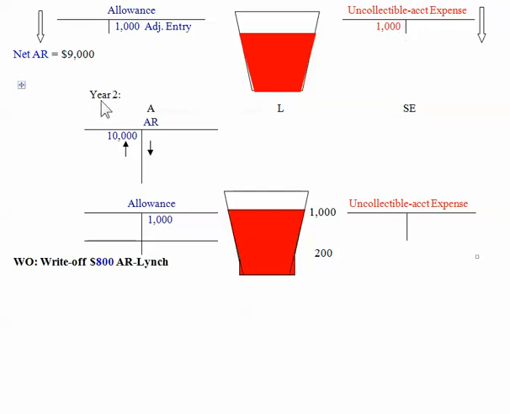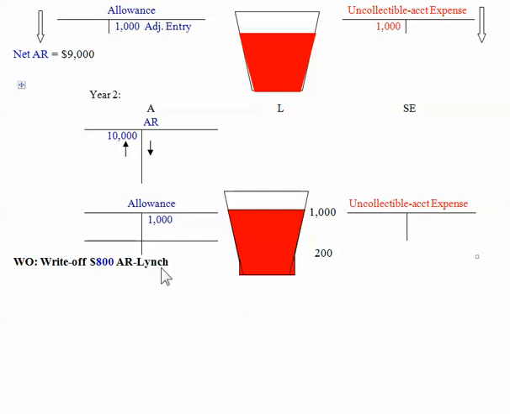So in year 2, you have new sales on account. That'll make this account go up, and then you collect a bunch of them, making it go down. Well, what I want to focus on is not the amount that receivables increased and decreased by. I want to talk about how you write off a specific account. So in this $10,000 of receivables was a sale you made to Lynch last year.